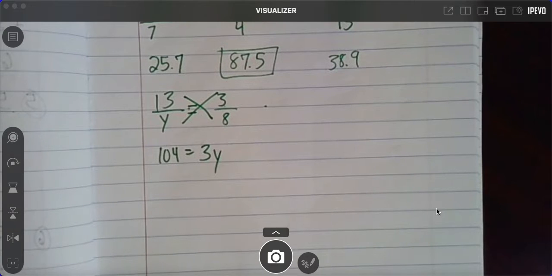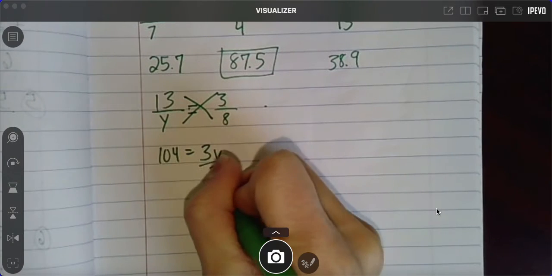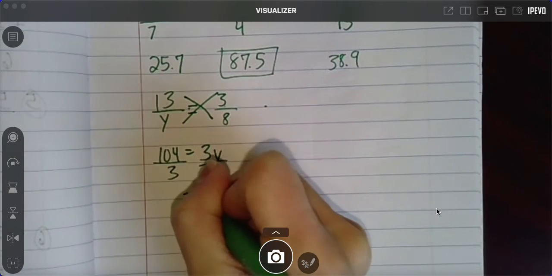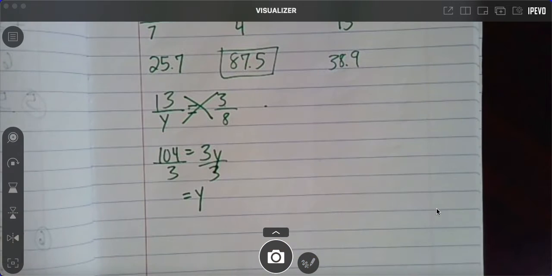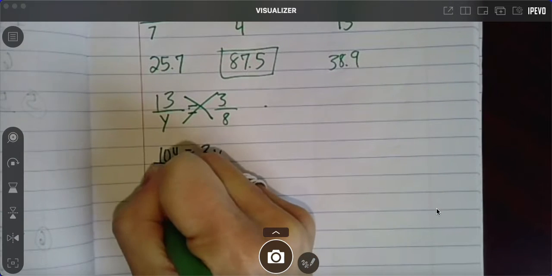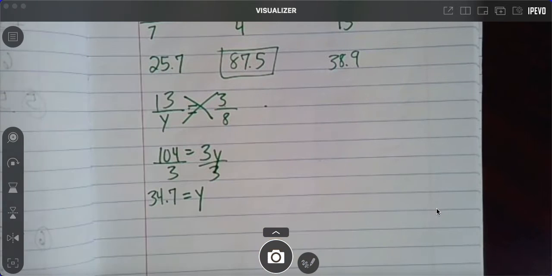Now you have one more step. What are you going to do to solve for y? Divide by 3. So we get y is what? What's 104 divided by 3? 34.6 repeated. And you can see their answer choices, and they rounded. It's 34.7. Y'all, if I go too fast, ask me to explain it again. We've got time.